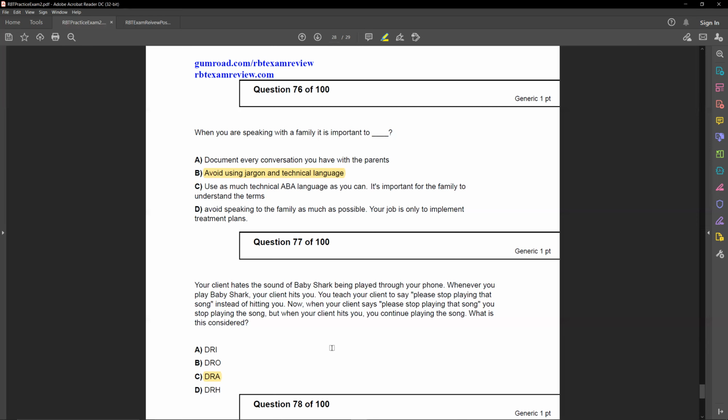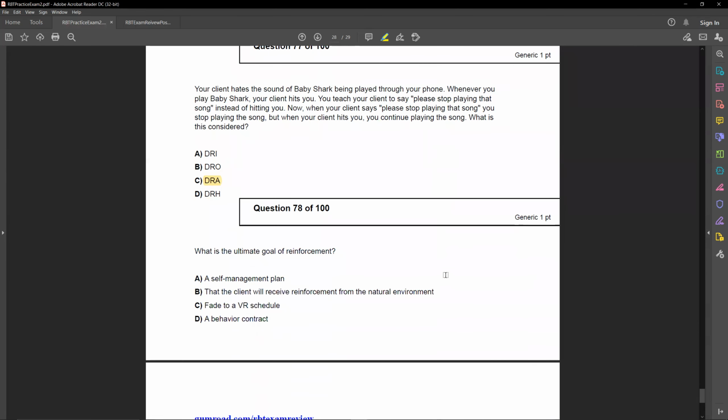These oftentimes give people difficulties, okay, because they're very application heavy, right? There's usually a lot going on in the question, right? But they don't need to be complex, okay? Study this stuff in a way that you're going to remember when taking your exam. All right, so 77 is DRA. Our alternative behavior is the functional communication of please stop playing that song. Our behavior we're putting on extinction is client hitting us.